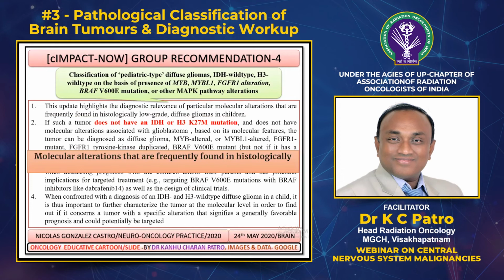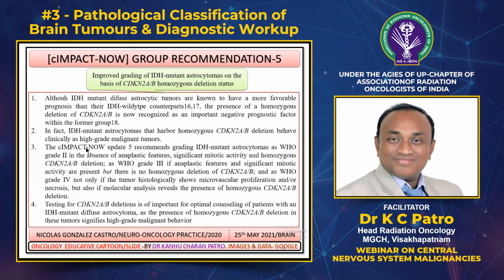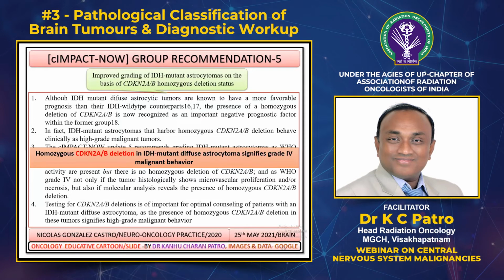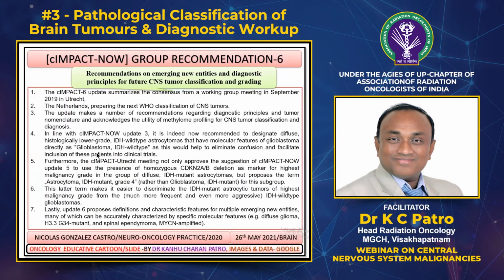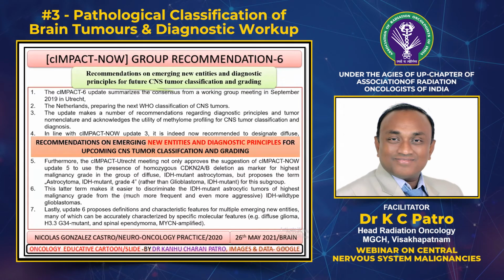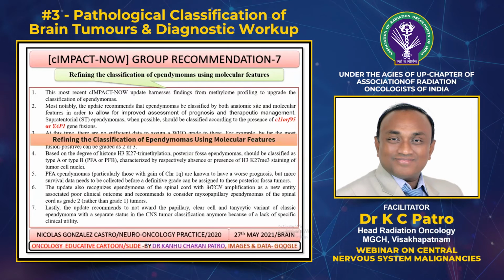In the fourth recommendation, they defined pediatric gliomas into various molecular alterations. In the fifth recommendation, they said that even in IDH mutated glioma, if there is a CDKN2A deletion, it acts like a grade 4 glioma and has malignant behavior. In the sixth recommendation, they gave new entities and diagnostic principles for the upcoming CNS tumor classification and grading. In the seventh recommendation, they redefined ependymoma using molecular features. So these are all seven recommendations given between 2016 and 2021, and they incorporated all of them into the 2021 classification.